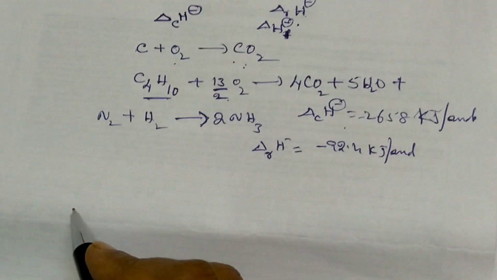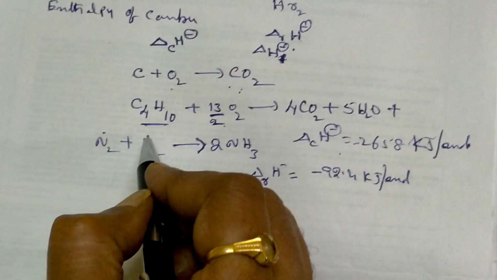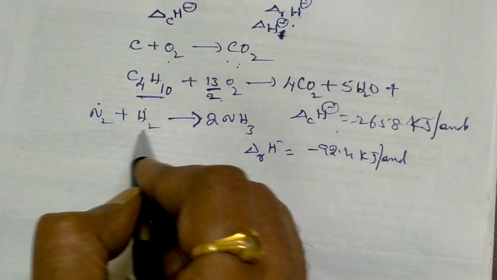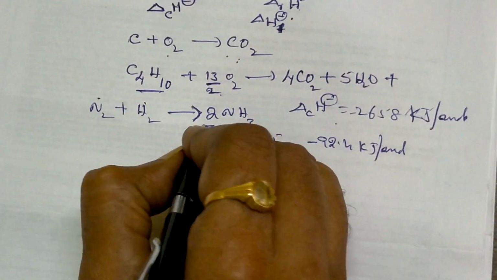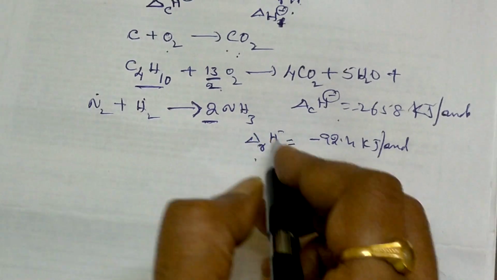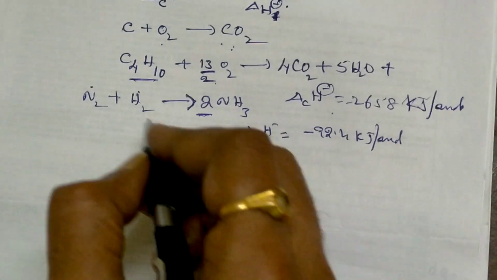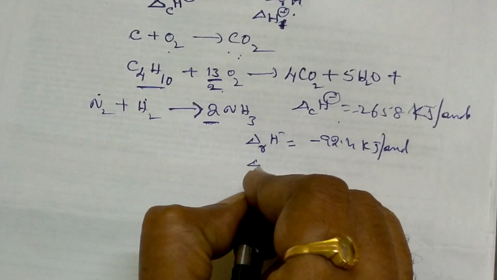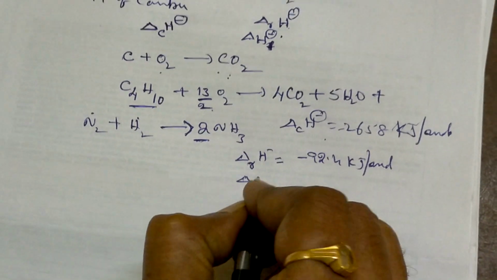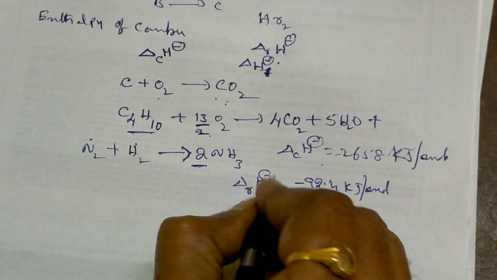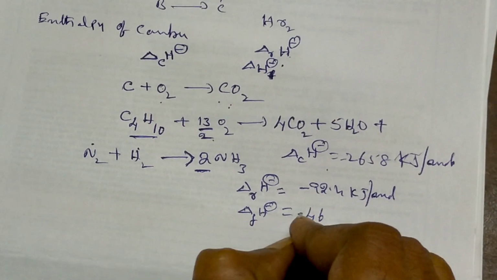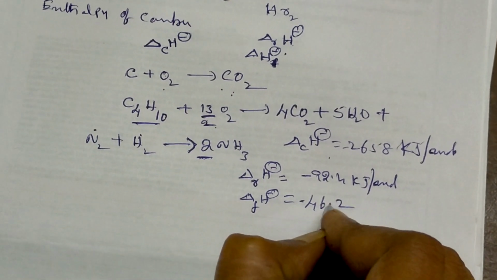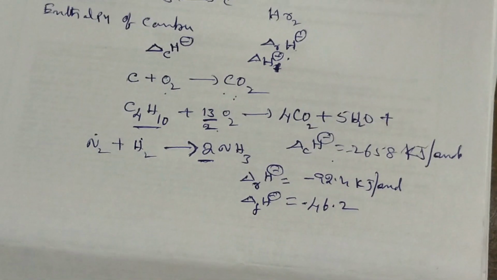What is not there in this? It is formed from its constituents, so this is a formation only. Why is it a reaction? Reaction is because here it is 2 moles. If it is 1 mole, it would have been the same. So if it is the heat of formation, simply delta fH is equal to 50% of this, some minus 46.2. Very simple. This is the case most of the time.